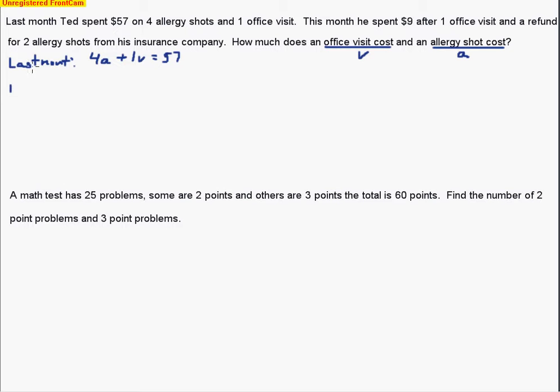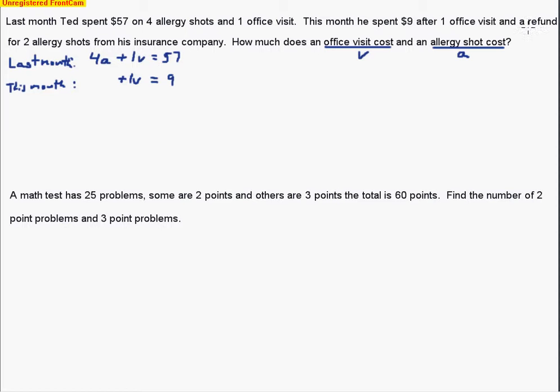Now let's take a look at the next one. We've got this month. So this month, we've got a different situation. It's only $9 spent, and we only had 1 office visit again, so just 1 office visit. And it's a positive number, so I'm going to put a plus sign in front of the V because we did spend money on that office visit. Now, it's only $9, so I can draw an equal sign and a 9. Now let's find out how many allergy shots we got.